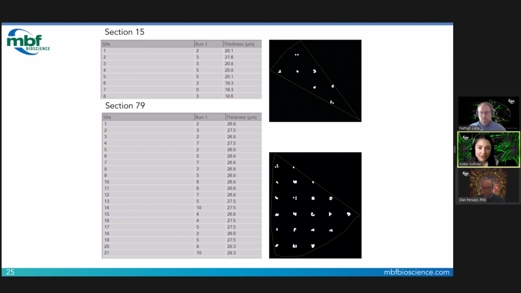Yeah, and then in section 79, you can see that that section is much thicker than section 15, averaging closer to 27 microns in total Z extent. So we have a lot more room to work on this section. And based on your answer to my last question, I would guess that I want to keep the total dissector extent at 20 microns because we're limited by section 15, that thin section, and we don't want to have more than the 3 to 5 sampled sites that are thinner than my dissector. Do I have that right?